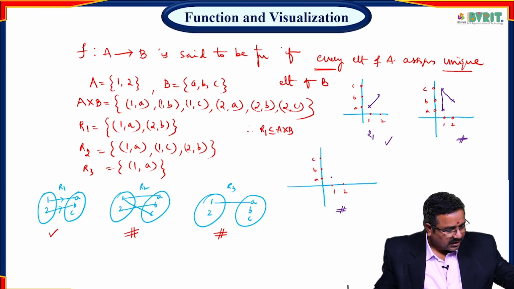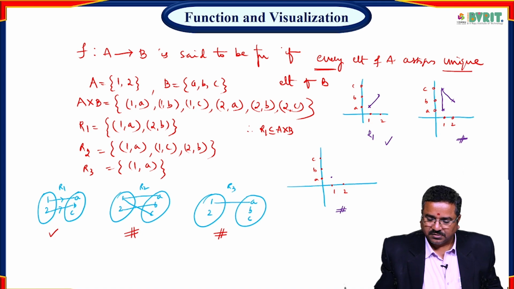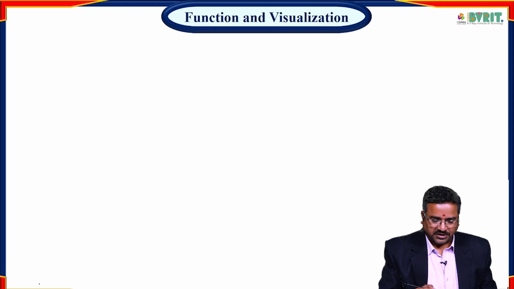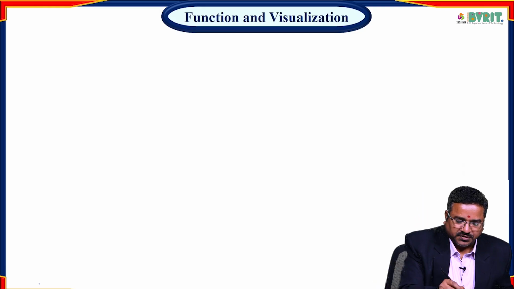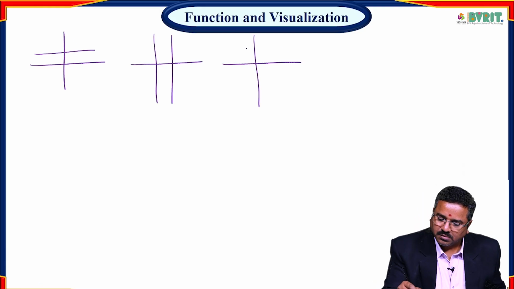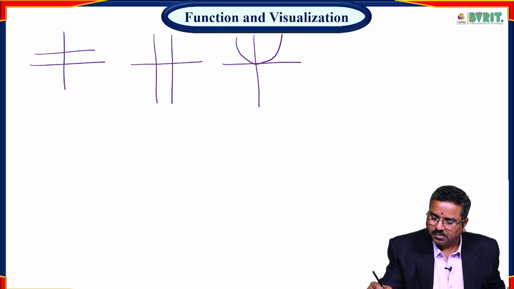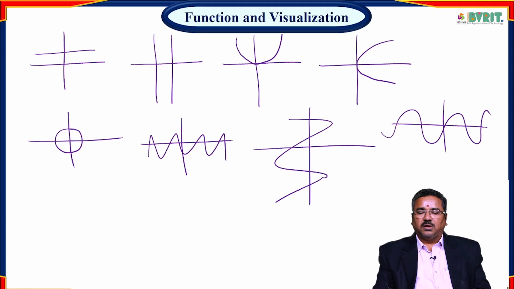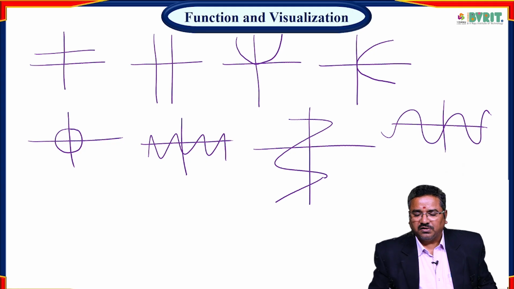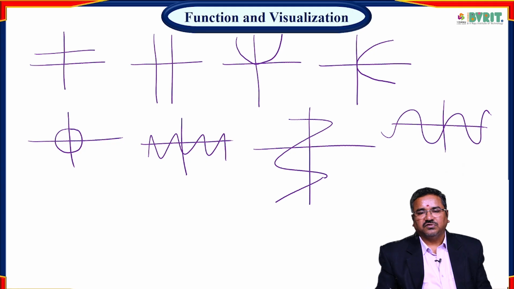So let me make this visualization clearer with some more examples. I will draw some graphs here. Now you identify which graphs are functions and which are not. We'll start with the first one. All these are familiar curves. Just look at these graphs and decide which are functions and which are not.